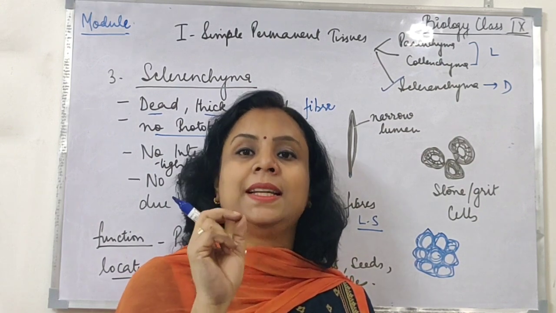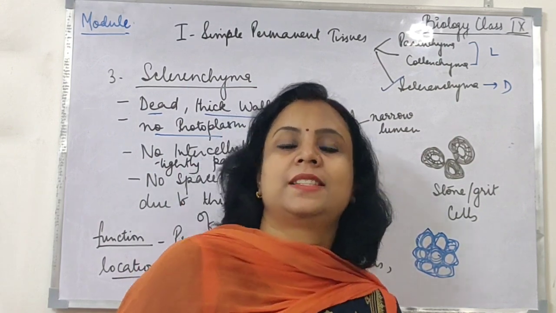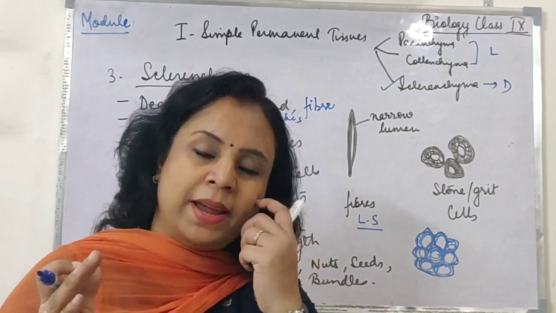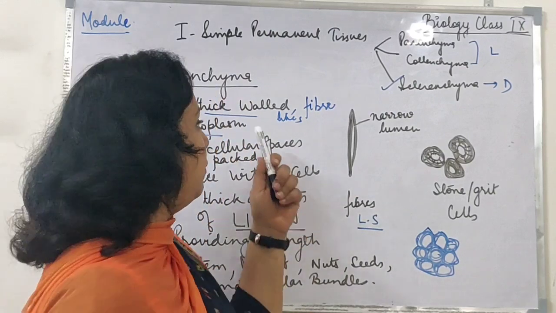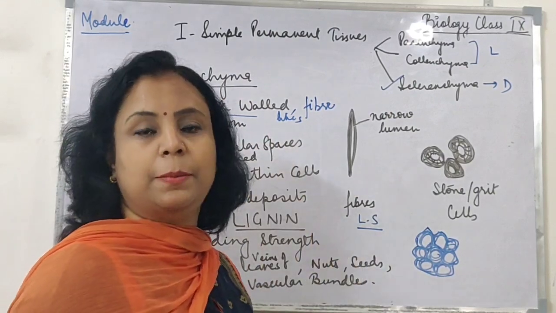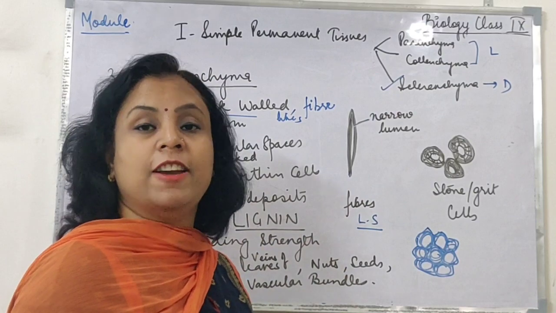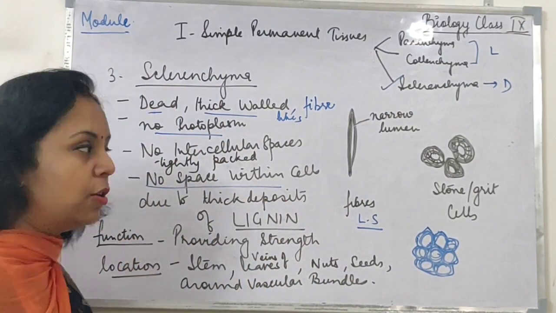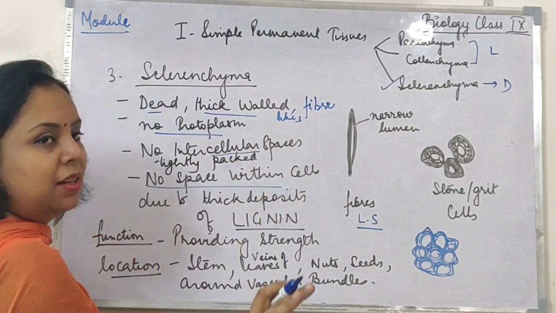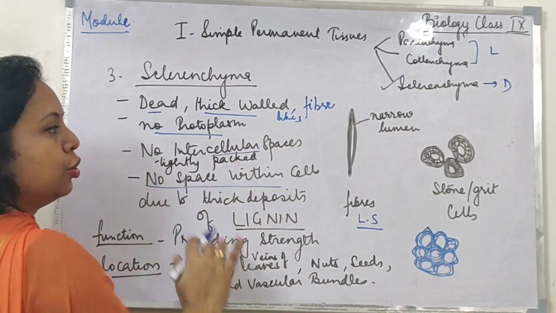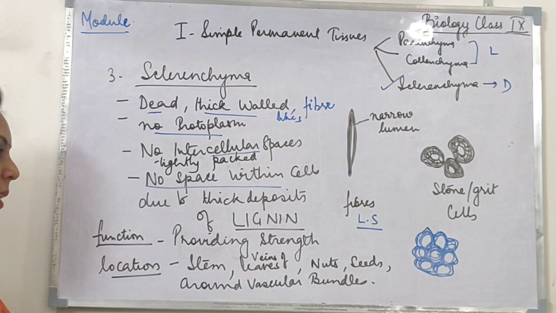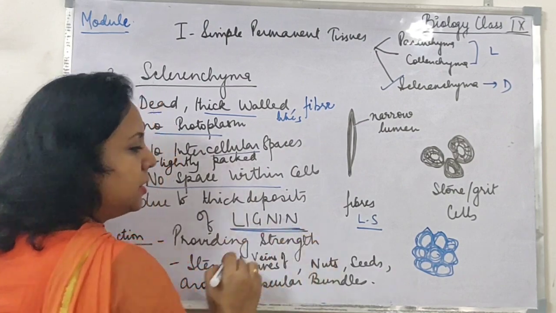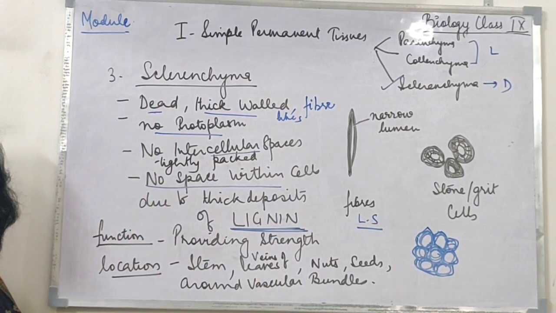Collenchyma, which was present in the tendrils, soft stems, leaves and stalks, was allowing the movement, allowing the bending. But wherever this sclerenchyma is present, the plant part will be very tough and rigid. So there is no space within the cell, and there are no intercellular spaces because they are so tightly packed. Now why? This is because of this special substance called lignin.